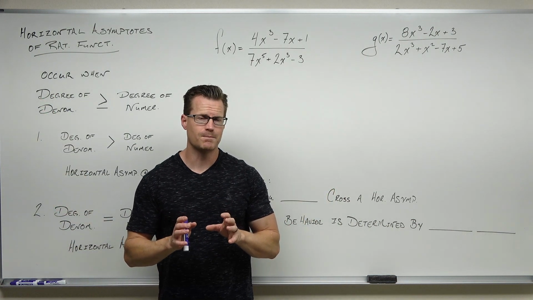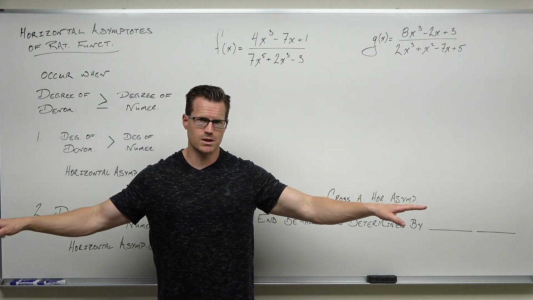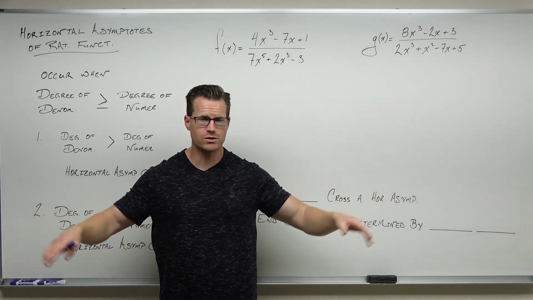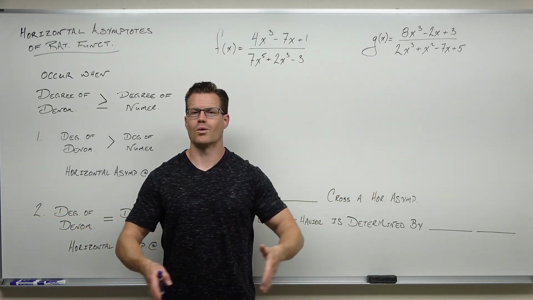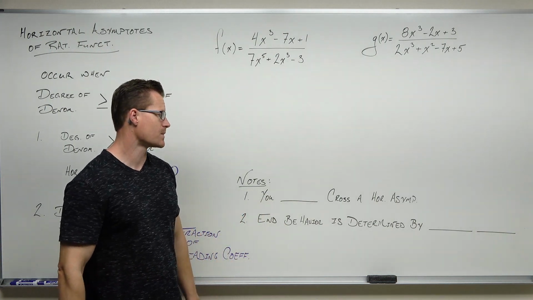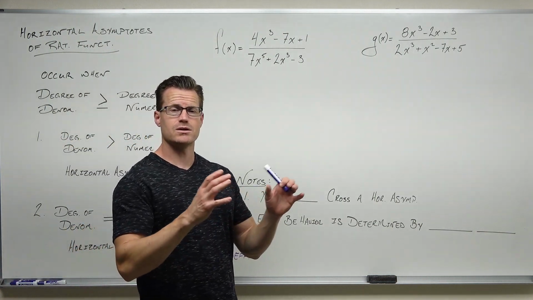Let me make this very clear. You will never have both a horizontal asymptote and a slant asymptote. It can't happen. It's either horizontal or slant or neither, and you have some other end behavior. So keep that in your head for the next few videos. So let's go back to this. End behavior is always determined by leading terms.